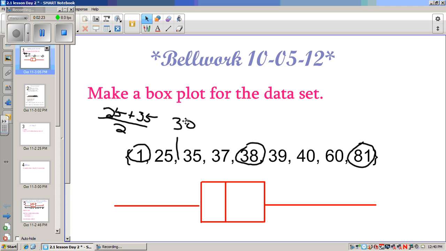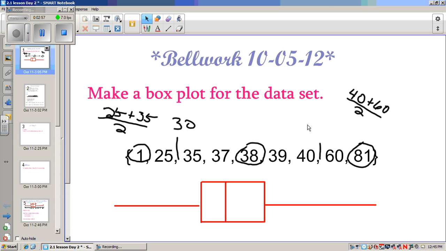To find our third quartile, we're going to do the same process. We're going to start with the number to the right of our median, which is 39, and our 81, and work from the outside in. What we come to find is that our third quartile falls right here between 40 and 60. So again, to find that, we're going to average them out. 40 plus 60 gives us 100. Divide that by 2, and we get 50.